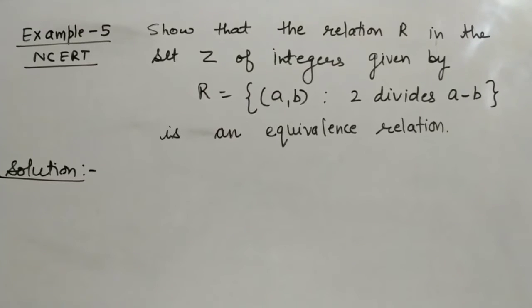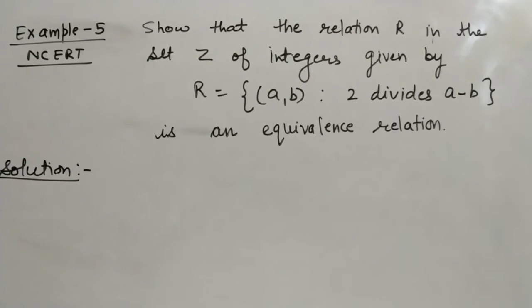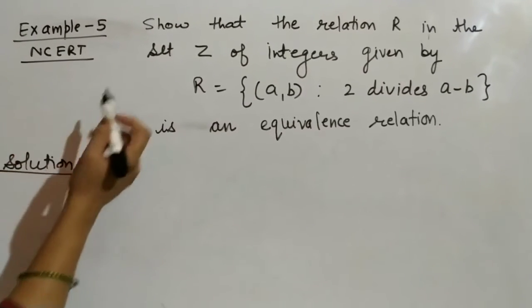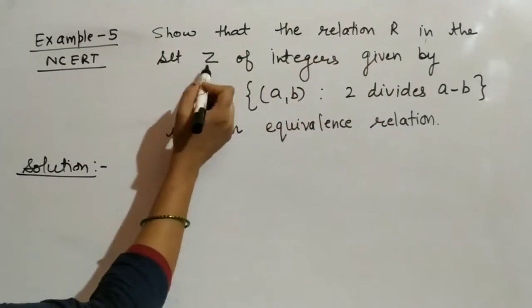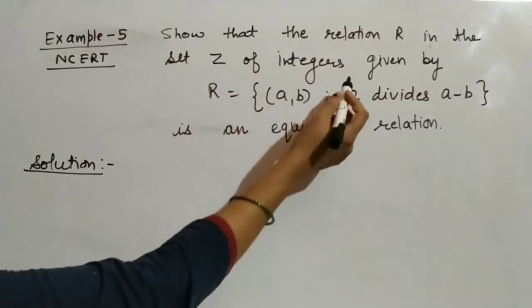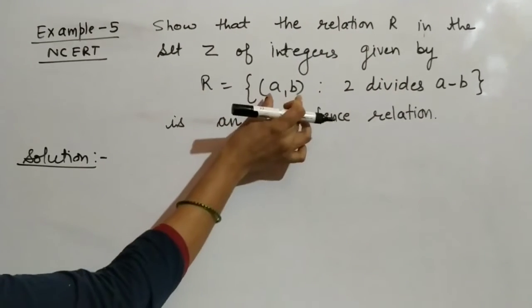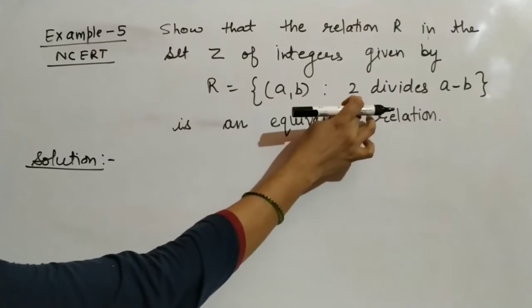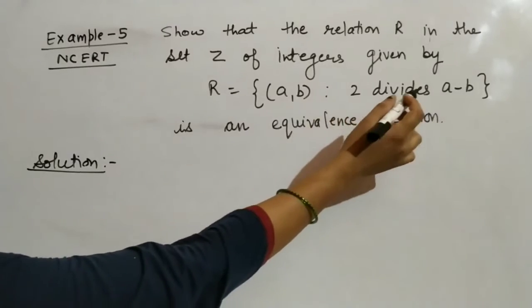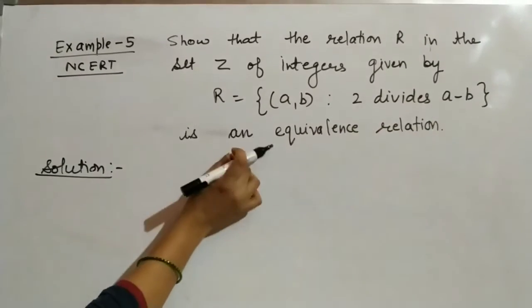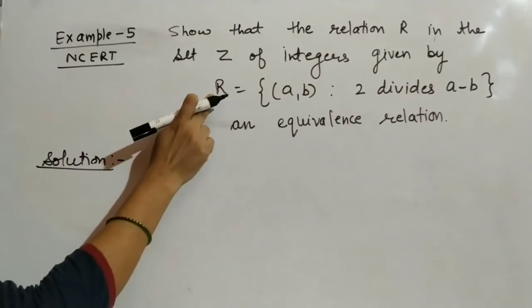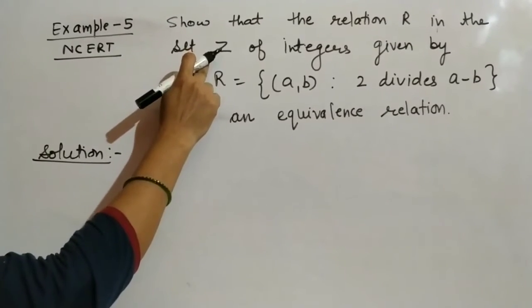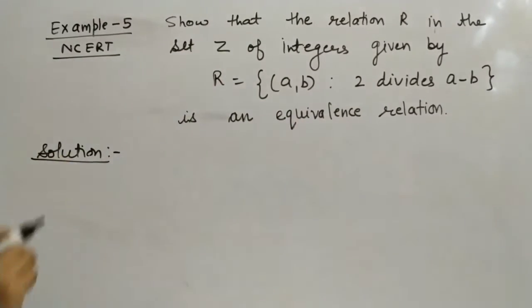Now we will discuss some of the questions based on the concept equivalence relation. This is example number 5 of NCERT. Show that the relation R in the set Z of integers given by R is equal to set of ordered pairs of the form a, b, where 2 divides a minus b, is an equivalence relation. We have to prove R, which is defined on Z, the set of integers, is an equivalence relation.